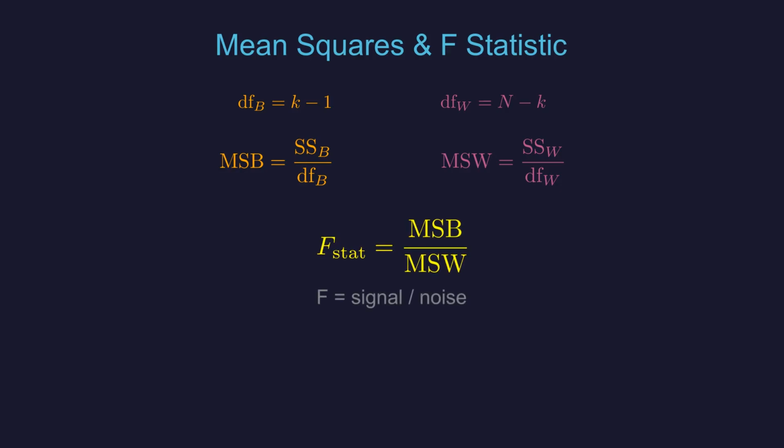Finally, the F statistic is the ratio of MSB to MSW. Think of it as signal divided by noise. A large F suggests that group differences are real, not just random variation.